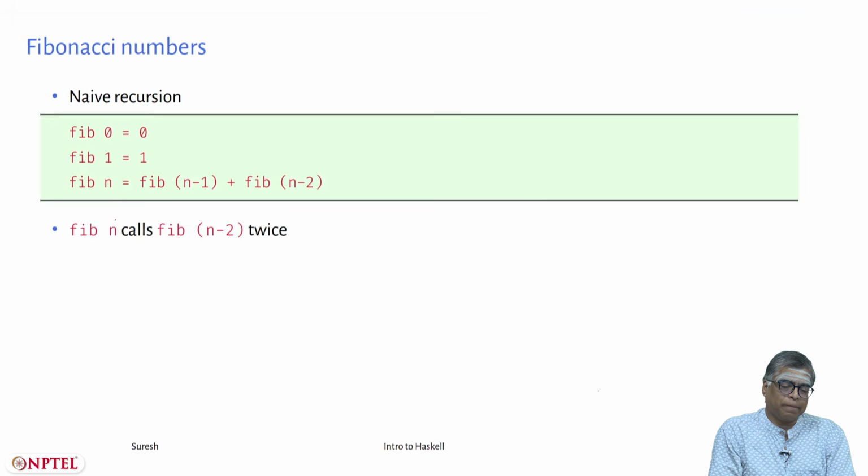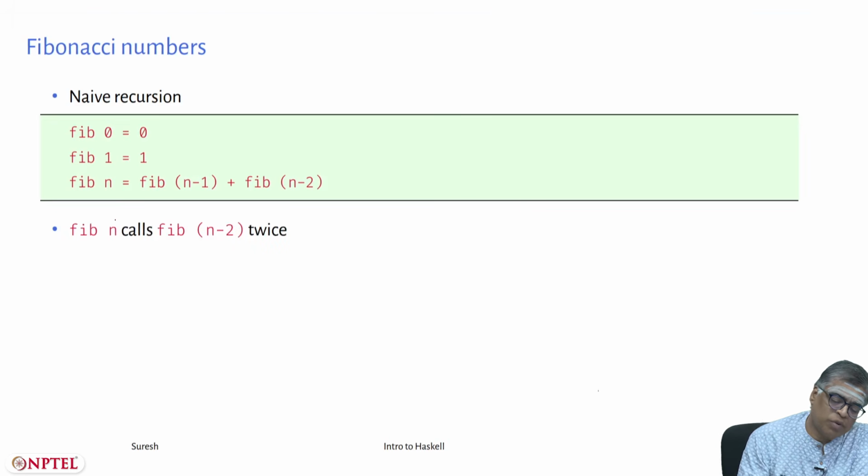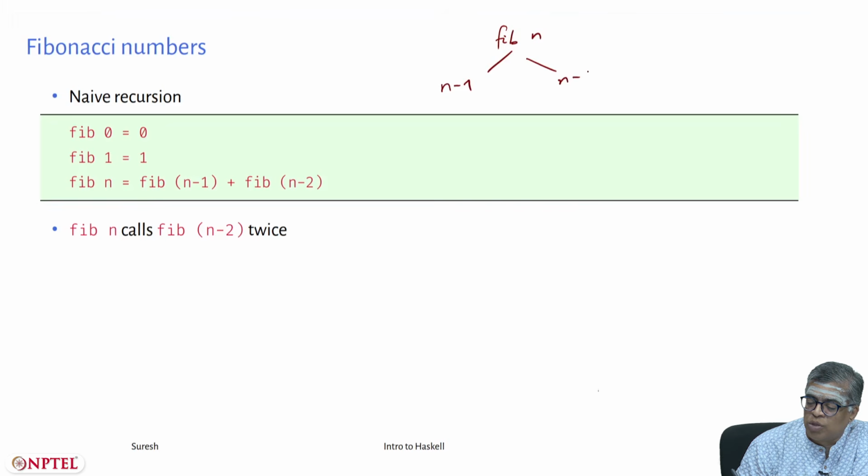What is the issue? Fib n calls fib n minus 2 twice, right? Because fib n calls fib n minus 1 and n minus 2. N minus 1 itself calls n minus 2 and n minus 3, right?